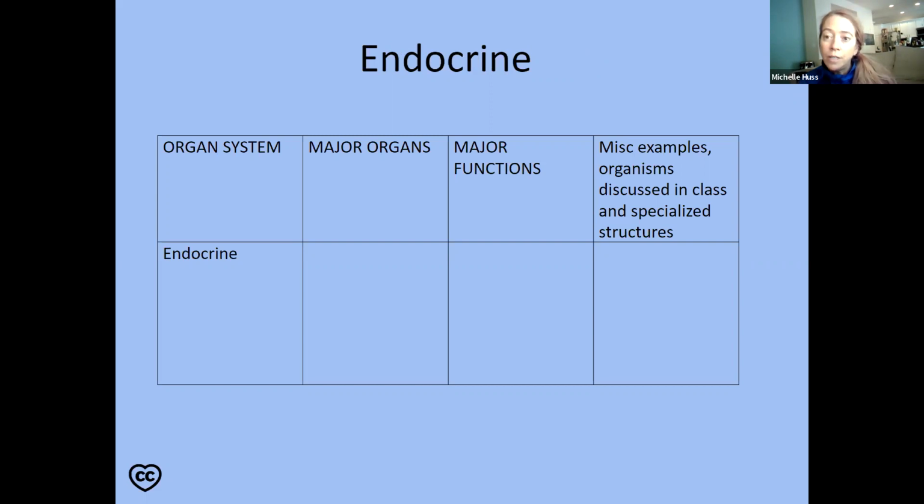Endocrine. So endocrine are hormones, and hormones, you might have heard of thyroid hormone or growth hormone or follicle stimulating hormone, lots of hormones, estrogen, testosterone, oxytocin. What these hormones do is they impact long-term homeostasis.